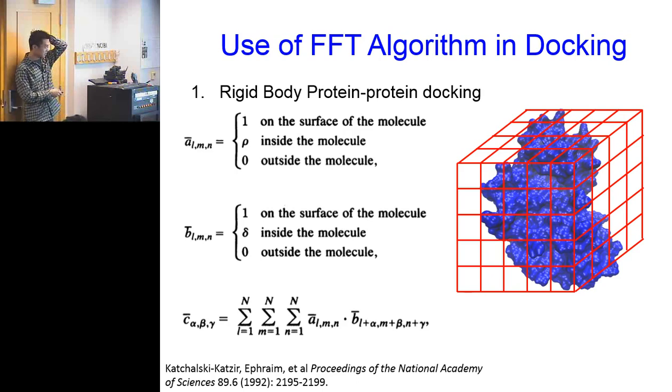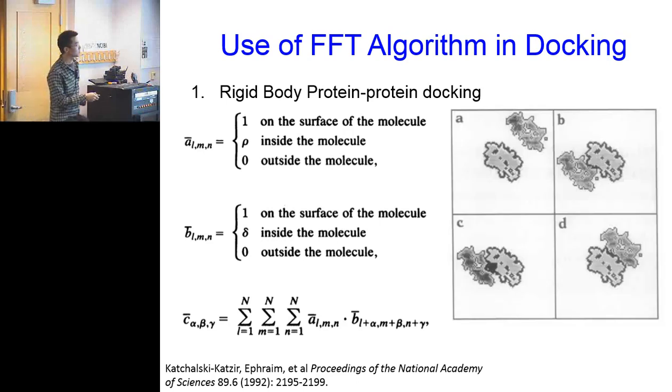And you do the same thing for protein B. Okay, so it's like this. You have two proteins, protein A and protein B. You assign this A and B vector for each protein. You see the white here corresponding to 0. The black, you can see the black around the surface corresponding to 1. And the gray inside the protein corresponding to a negative number.